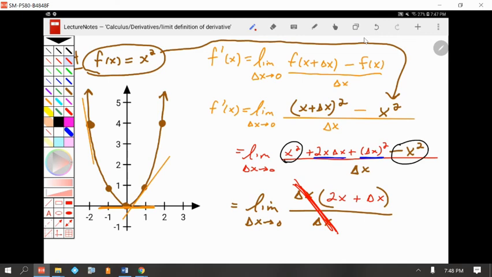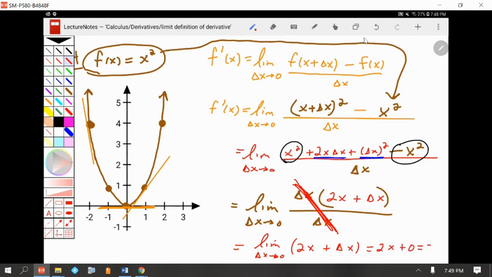You notice what's left over is the question, the limit as delta x approaches 0. Maybe I should rewrite it just this one time. Is 2x plus delta x. And what you are going to do is plug 0 in for what? You're going to plug 0 in for delta x. I'm taking the limit as delta x approaches 0. So this delta x is going to go to 0.